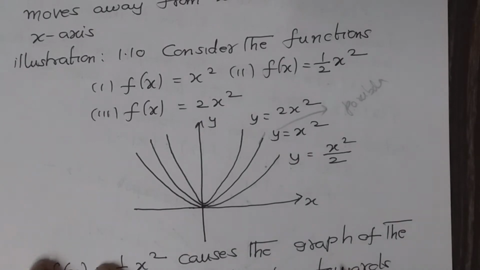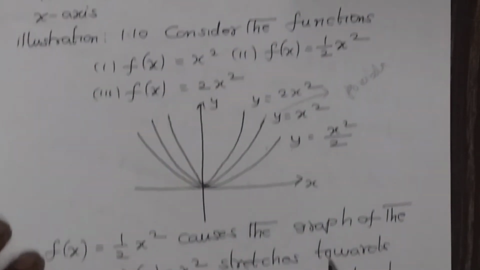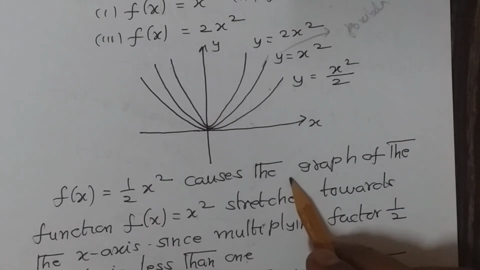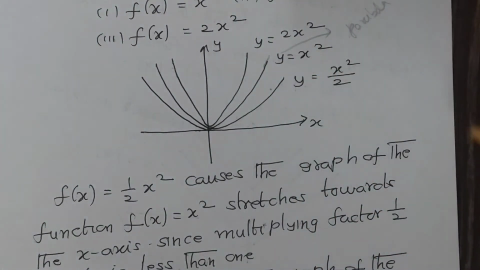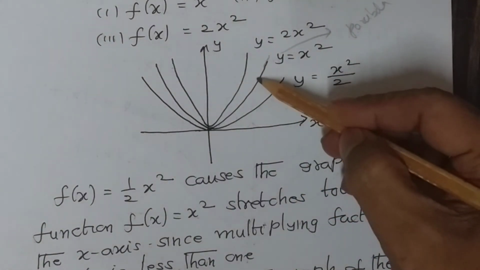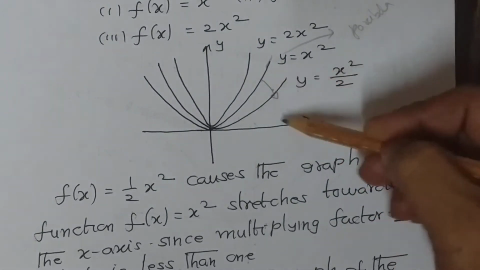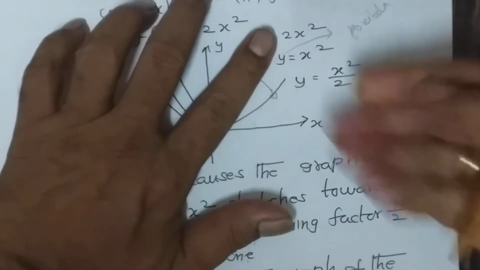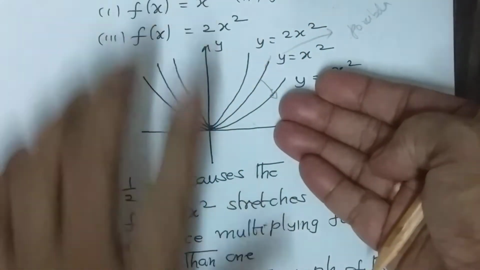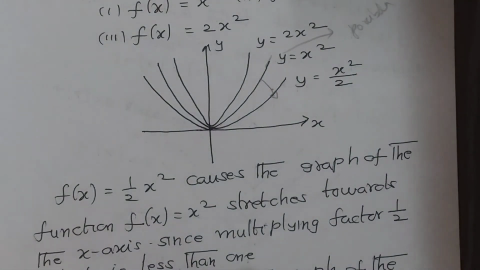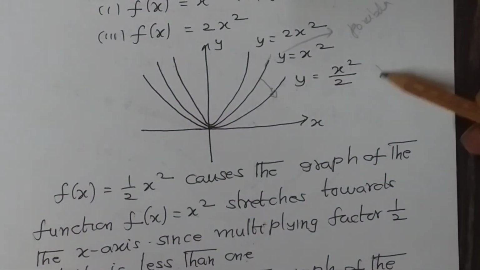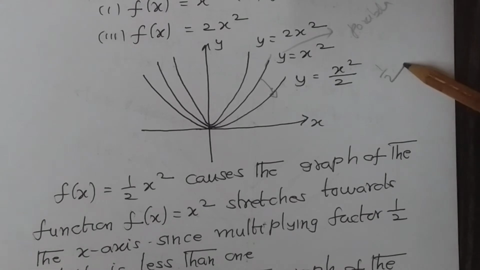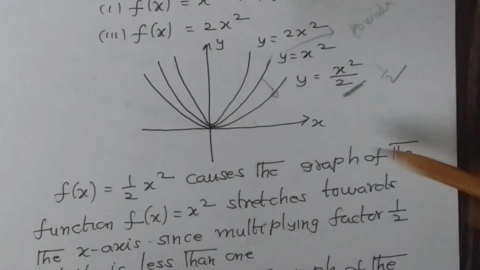Now you see this y is equal to 1 by 2 x square. It causes the graph of y is equal to x square to stretch towards the x-axis. Look, earlier it was here, now it is coming towards the x-axis, because we are multiplying by 1 by 2. I already told you, if it is 1 by 2, 1 by 3, that means less than 1. So less than 1 means it will come towards the x-axis.